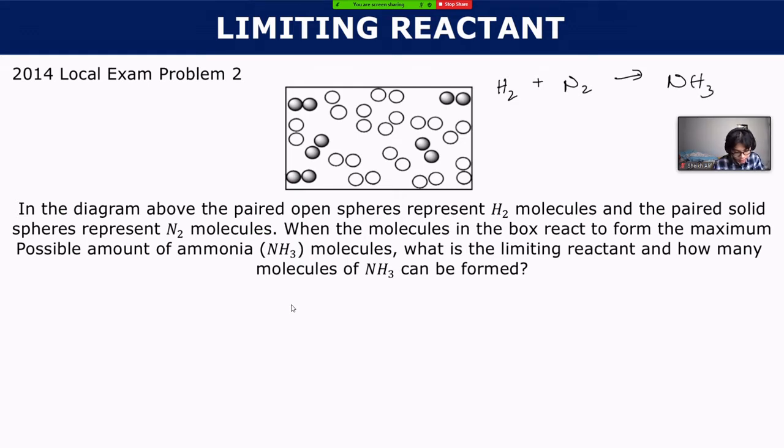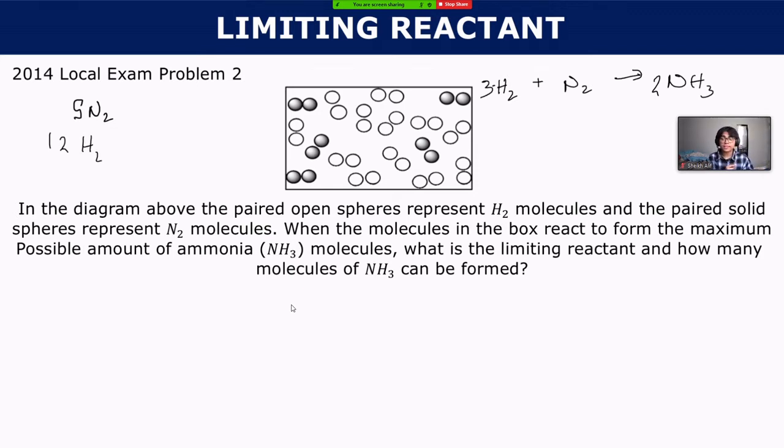And let's balance it. So add a 2 here, add a 3 here. All right, now let's count up the number of molecules that we have. We have 5 N2 molecules, and 1, 2, 3, 4, 5, 6, 7, 8, 9, 10, 11, 12 hydrogen molecules.